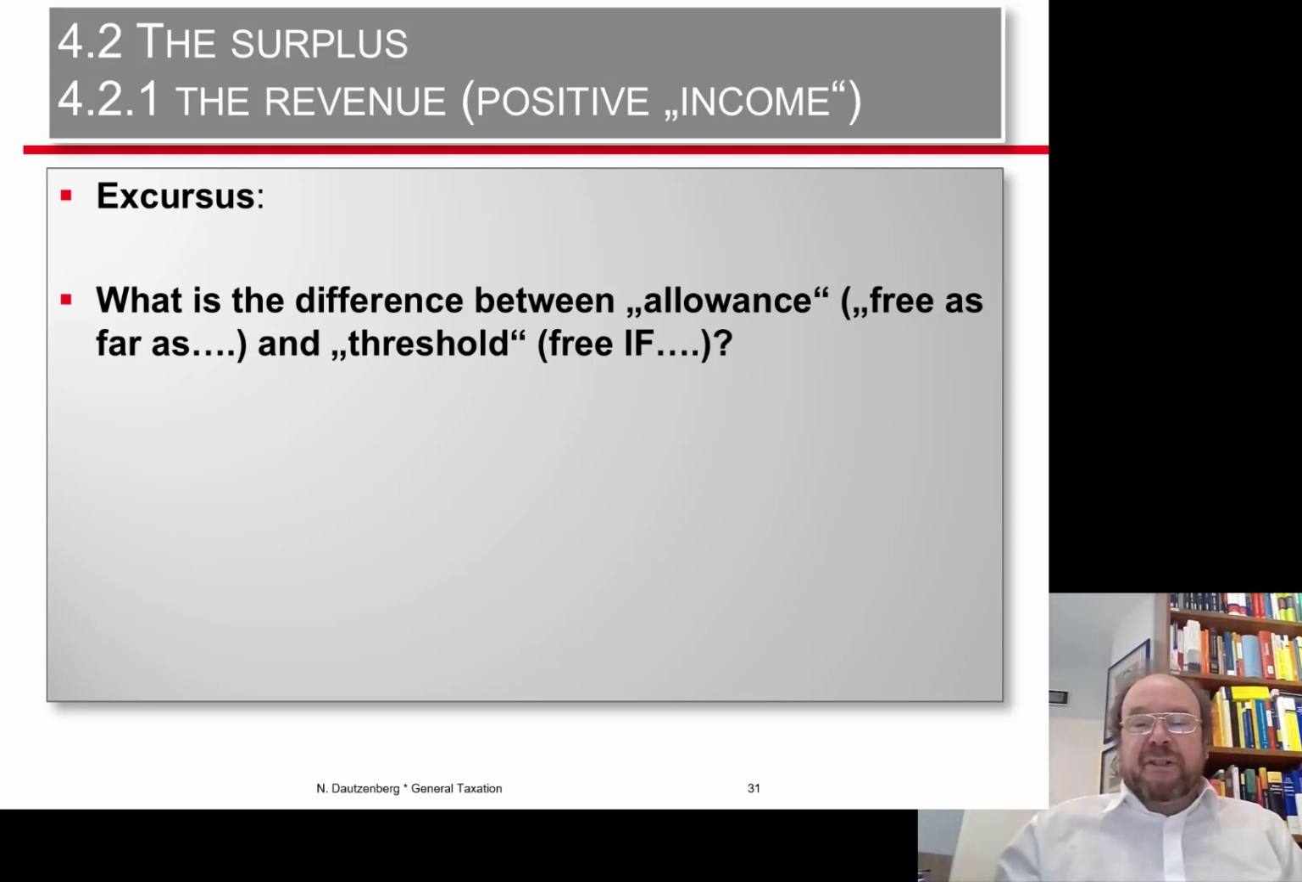And a threshold where something is free if a certain limit is not exceeded, and it is only a yes or no for all of it. So that was the case with the 44 euro or from next year onwards 50 euro, which you can get as goods or services from your employer tax-free per month for simplification reasons. If it's 51, you're lost.